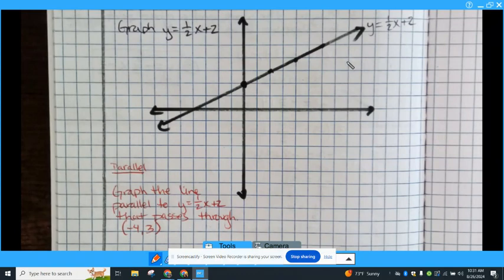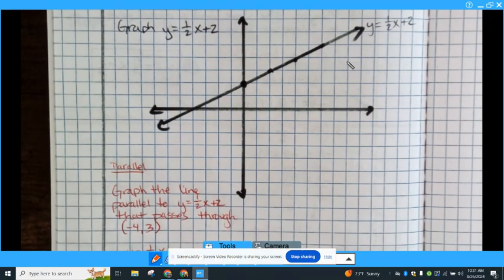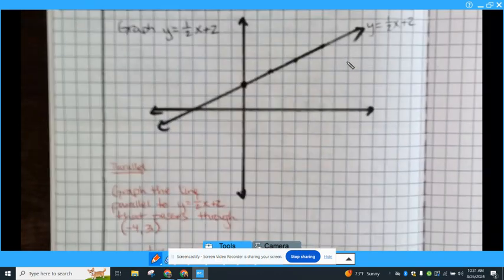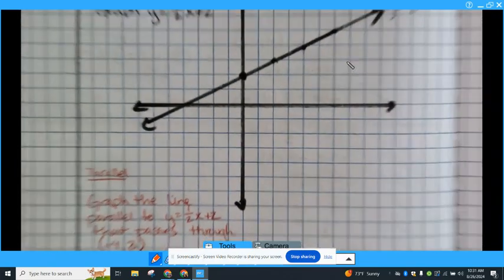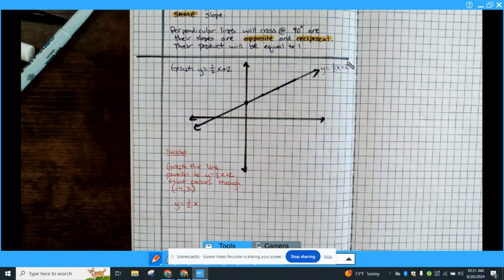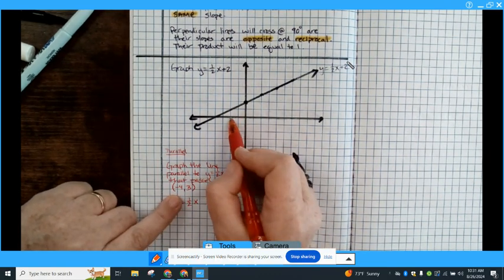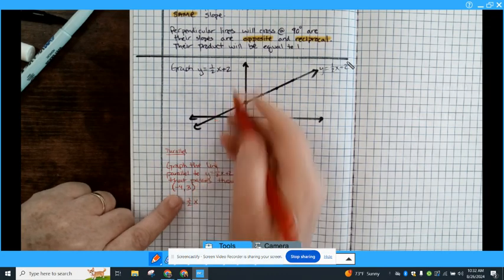So I know that parallel lines have to have the same slope. So y is equal to 1/2 x. I don't know what the b is. I could do it algebraically, but if I have a graph, I could actually just use the graph. So I'm going to go ahead and graph this point, -4, 3. 1, 2, 3, 4, up 3.